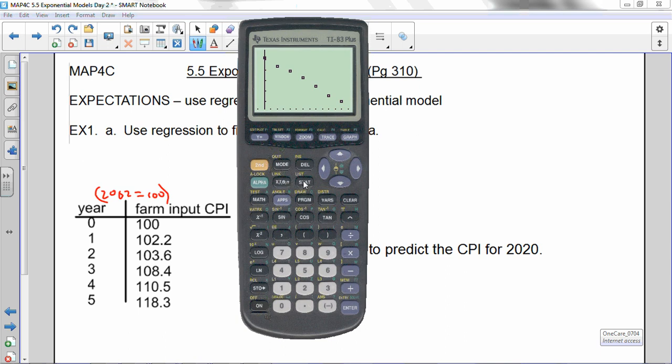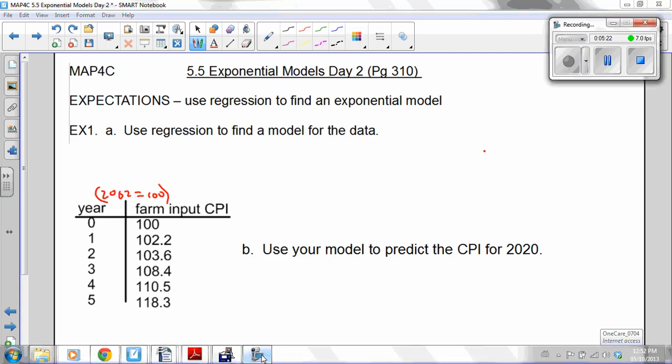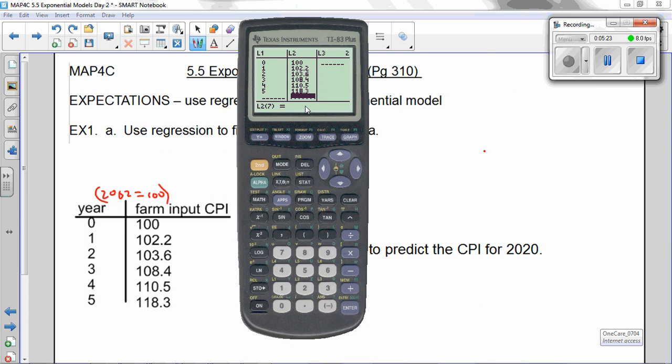Get your graphing calculator going. I got old data in there, obviously. So if you've got old data in there, you've got to go up and clear it out. Remember, clear, enter, clear, enter, and then put the data in. And this is years from 2002, so this would be 2002, that's 2003, and so on. I'm going to pause the video and put the data in. You can do the same thing. All right, I got my data in there. I'm ready to do regression.